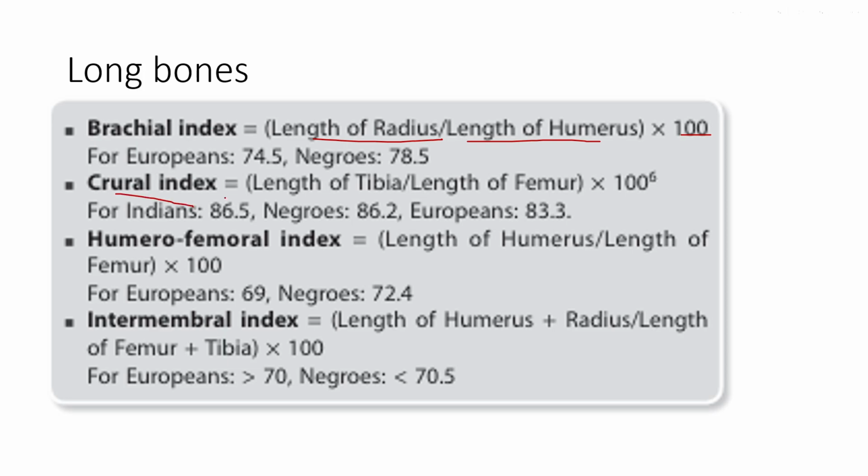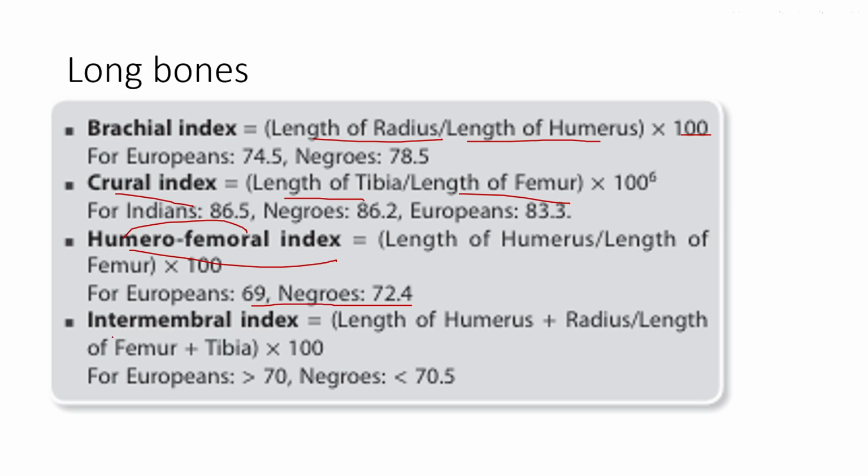The crural index is the ratio of the length of the tibia to the length of the femur. The humerofemoral index has the length of the humerus in ratio to the length of the femur. So first we take the length of the humerus and then the length of the femur, take the ratio of them, and multiply by 100. We will have specific index numbers.